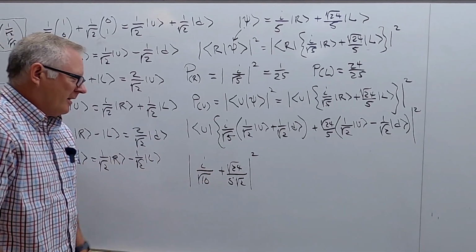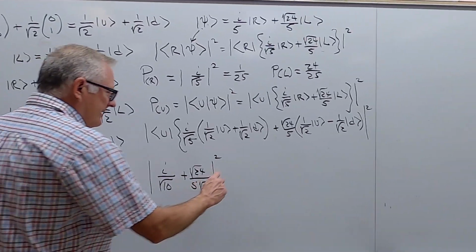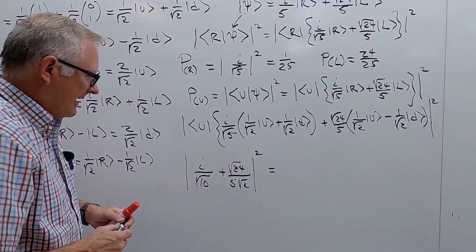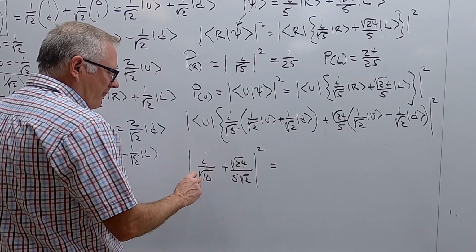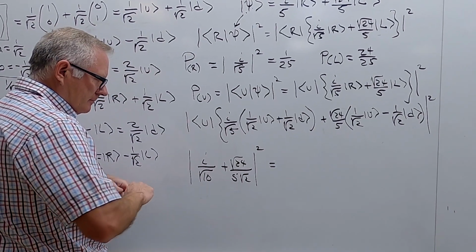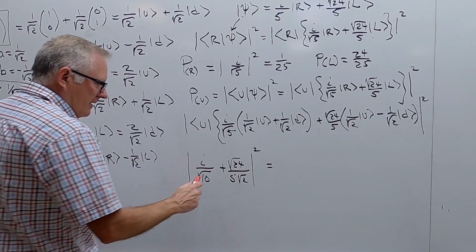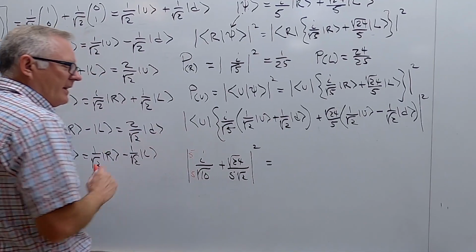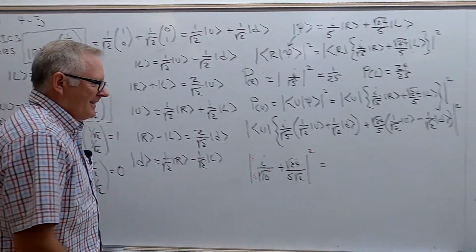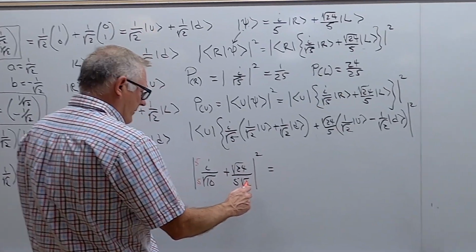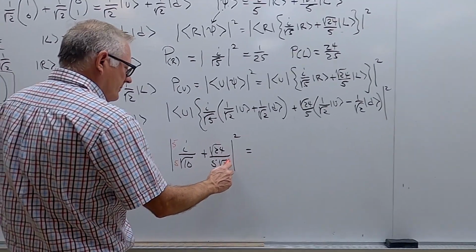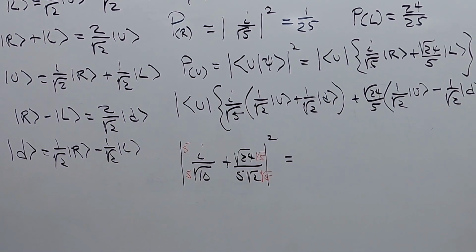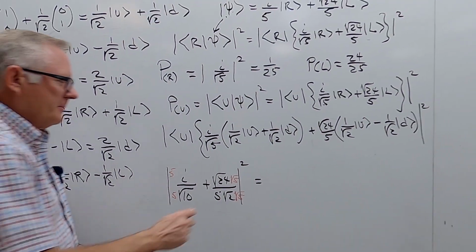I should probably get a common denominator before I try to square this out right here. So if I get a common denominator here, it looks like I need a 5 here, and a 5 there. And then I need over here, what do I need? I need a square root of 5, and a square root of 5.